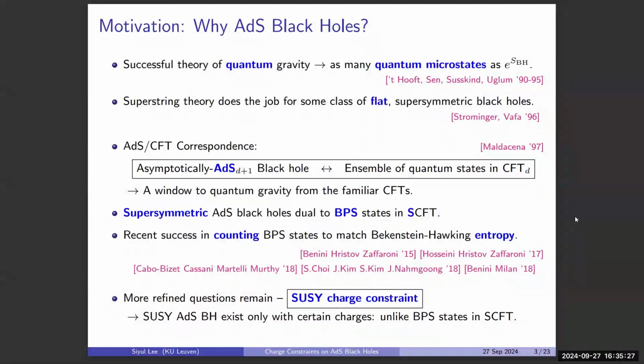One of the refined questions that remain to be answered, which I will focus on today, is the supersymmetric charge constraint. It has been known for a long time that for AdS black holes to be supersymmetric, they have to satisfy actually two conditions. One, the energy has to be minimal given the charges, but also the charges have to satisfy a certain constraint. And the question is, how does that charge constraint arise from the ensemble of quantum BPS states on the CFT side?